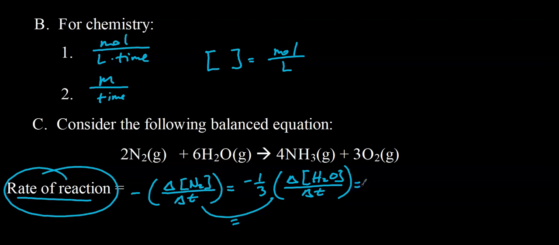How about the rate of the reaction relative to the production of ammonia? Again, products' concentrations increase, so we're going to express this as a positive value.